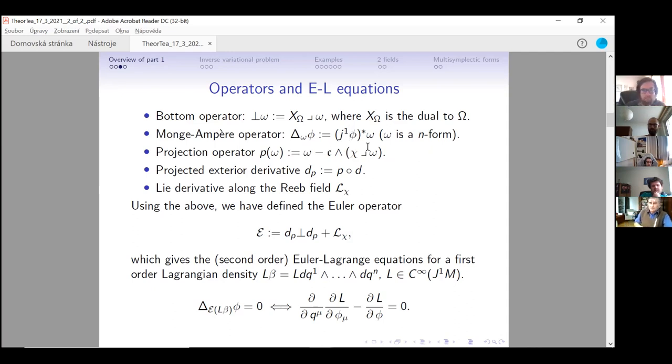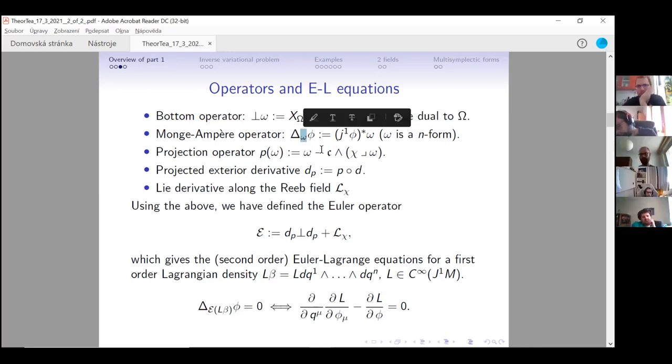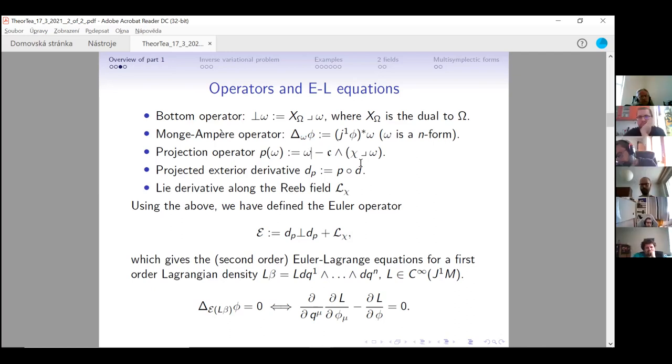How does it look in local coordinates? Well, it depends. We will see in the examples. It depends on how you choose omega. A generic omega might be quite complicated, and you will get an expression with a bunch of terms which doesn't tell you that much. But you will see in the examples; it's very intuitive. Just wait a bit.